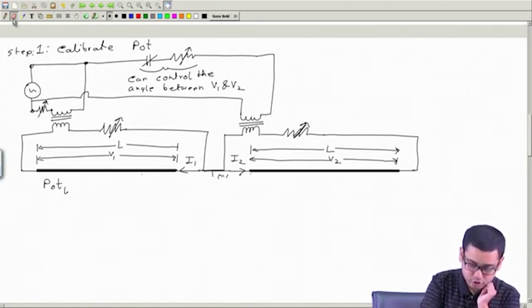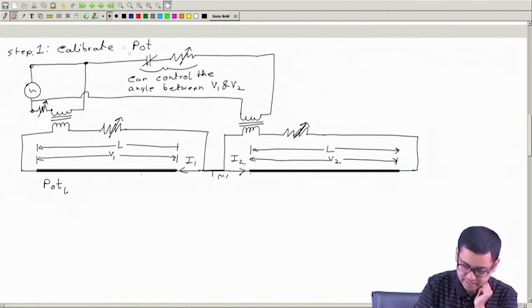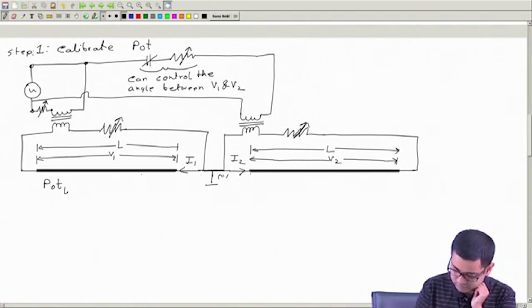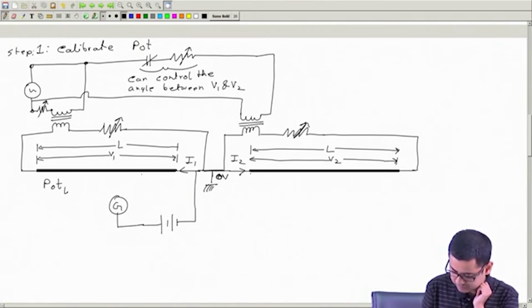So what we have to do is connect the standard cell. If we are taking this as the reference point, let's connect the standard cell like this, through a galvanometer.